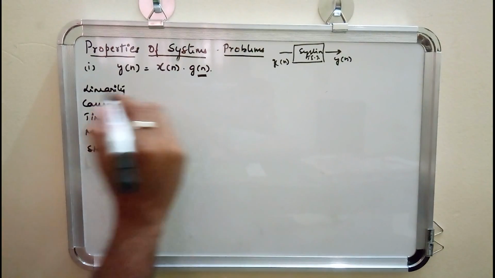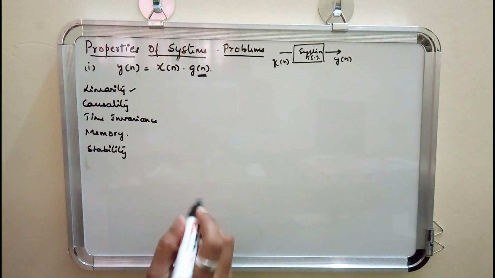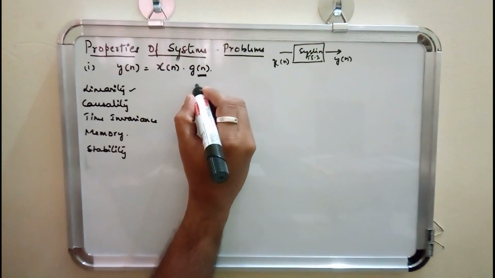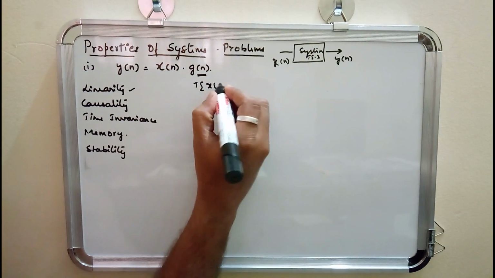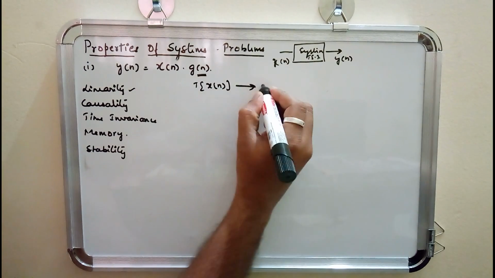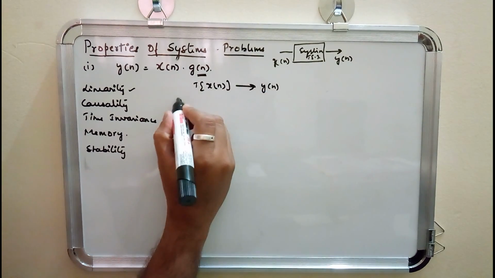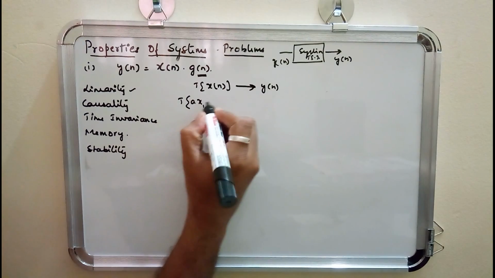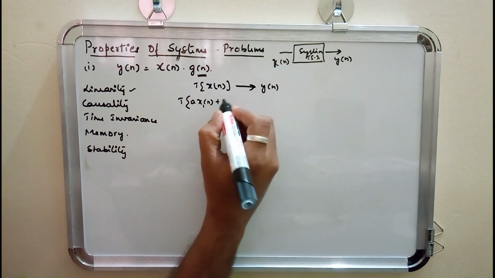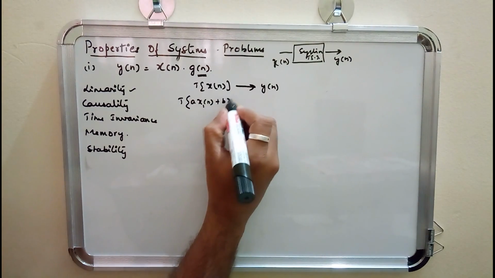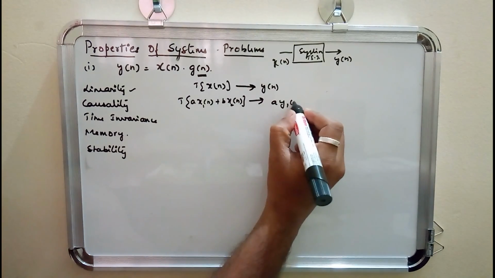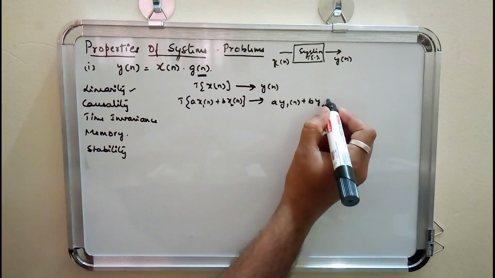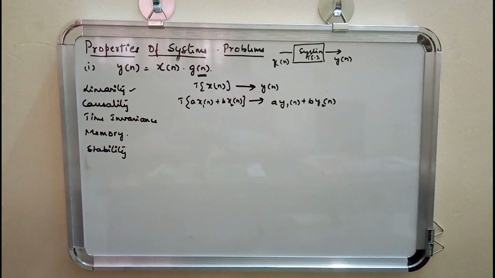Now for the first case I'll be taking linearity. From the basics of linearity we know that if you have a transformation on x of n yielding you y of n, if the input is a weighted sum of two or more inputs, that is a x1 of n plus b x2 of n, it must give us a y1 of n plus b y2 of n. This is the definition of the linearity property for a system.